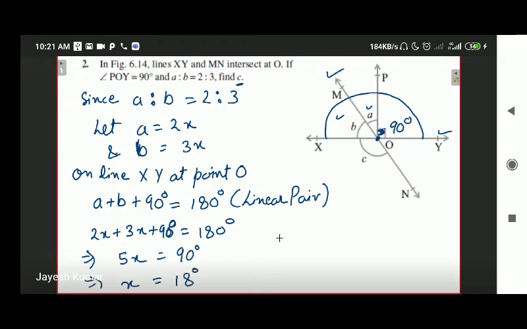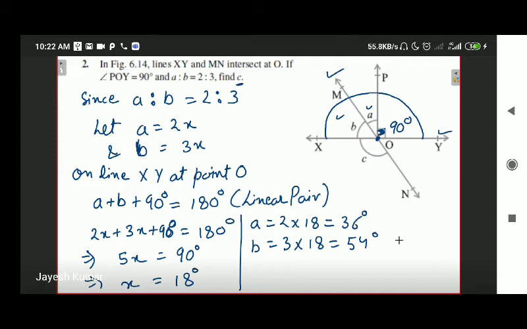Once we determine the value of x, next we can easily find out the value of A. A should be equal to 2 into x, that is 2 into 18, that is 36 degrees. And the value of B will be 3 into x, that is 3 into 18, that is 54 degrees. In this manner, you can easily determine the value of A and B.